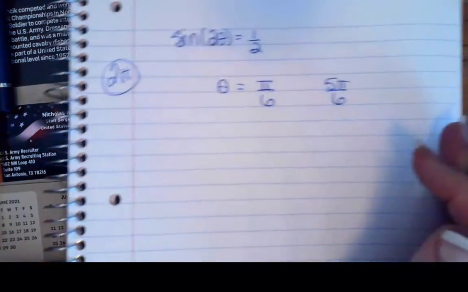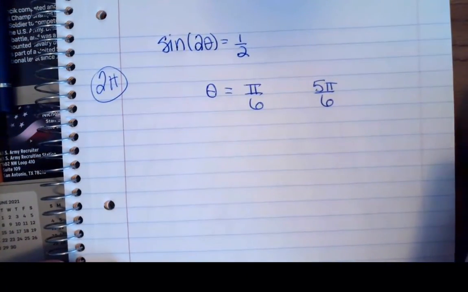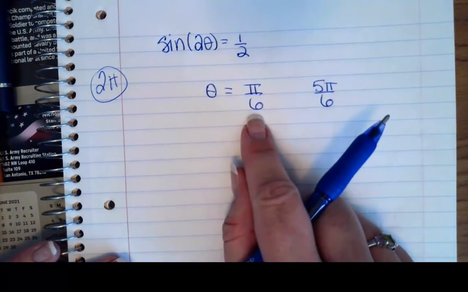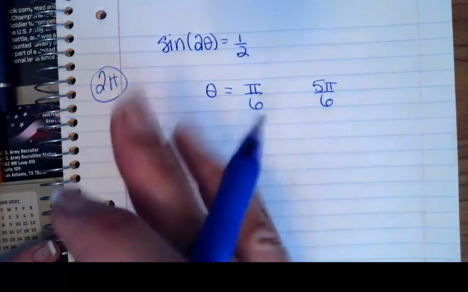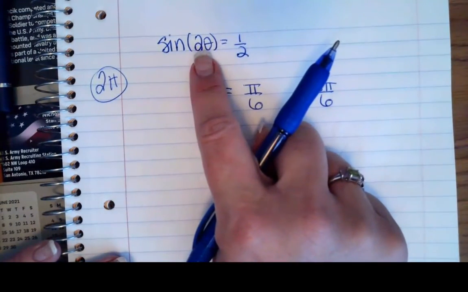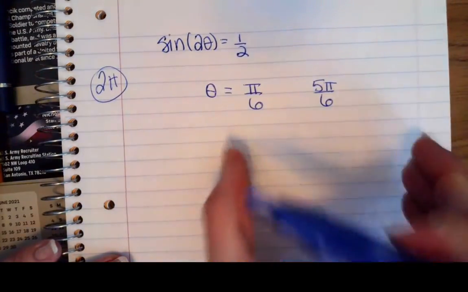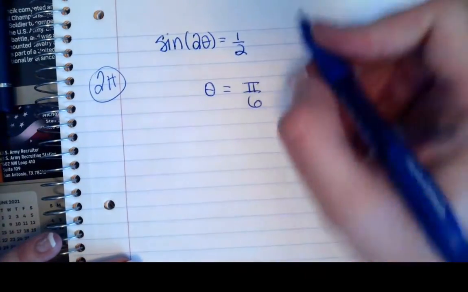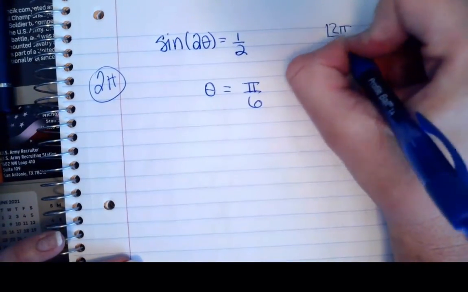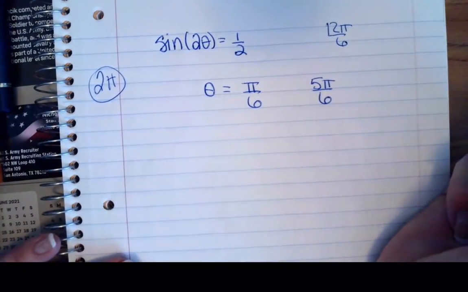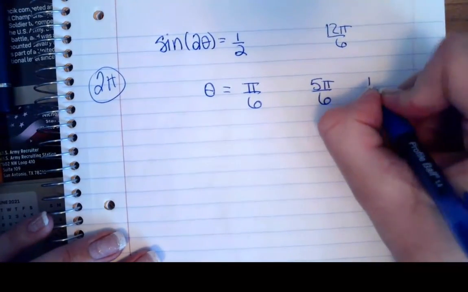Okay, and now I need to do integer multiples of those. So I need to add a lap, okay, because I may need to have additional representations within one lap. Okay, so pi over 6 plus 12 pi's over 6 gives me 13 pi's over 6.